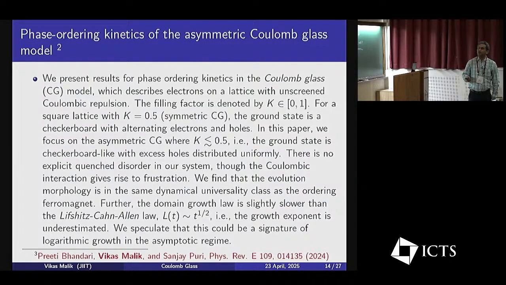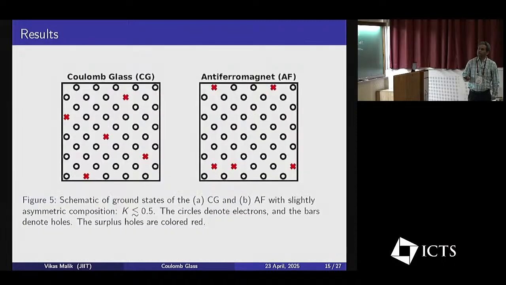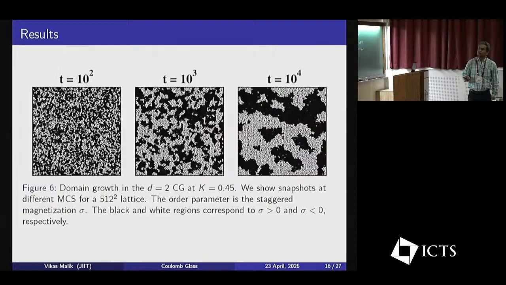Taking this forward, we then looked at another similar system, which we call the asymmetric Coulomb glass model, in which the number of electrons, let us say, is a little bit more than the number of holes. So rather than having k equal to half, we had k equal to 0.475 or k equal to 0.55. Again, you see that there is a difference in the ground state, and we thought that this will create a difference also in the dynamics.